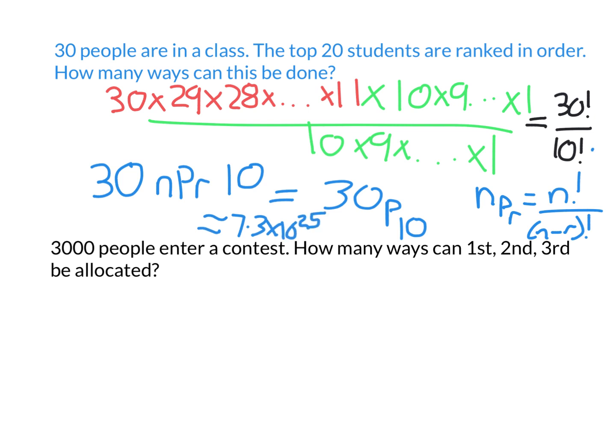All right, let's try this one here. 3,000 people entered a contest. How many ways can first, second, and third be allocated?